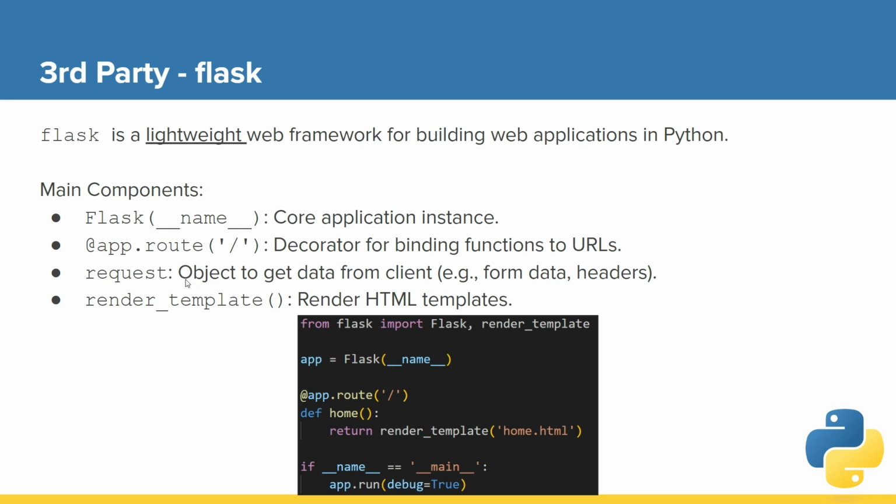And then the request component of Flask will get data from a client. We could look at forms. If a client submits a form on a web page that we've created, we could input that into our program with the request object. And render template helps us to render HTML templates. It helps us to integrate HTML into our Python and render what that would look like. So we could have Python variables being output into HTML on our web page.